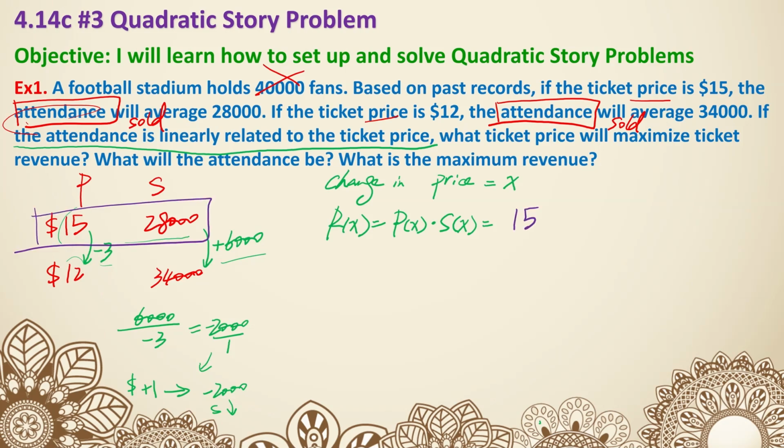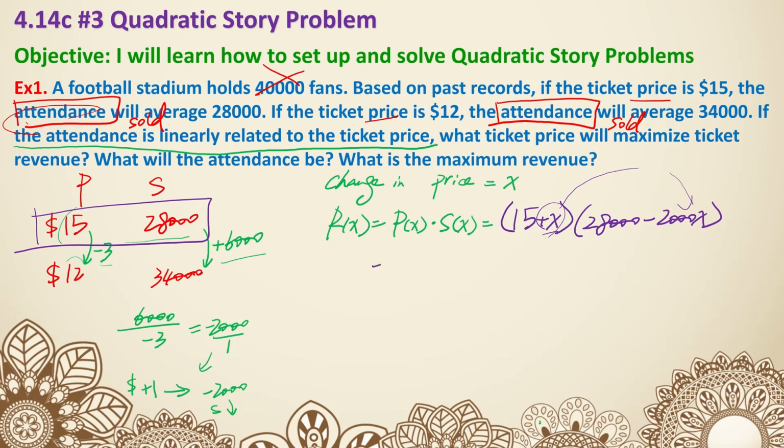Then that's going to be 15 plus x. Every single dollar it goes up is 2,000 fewer tickets. So in this case, if it's x dollars going up, it corresponds with 28,000 minus 2,000x, because each dollar corresponds with a negative 2,000 tickets sold. So there you go. There's our function.